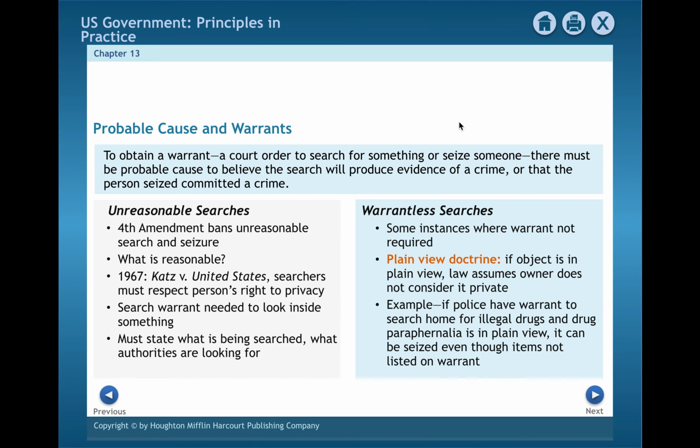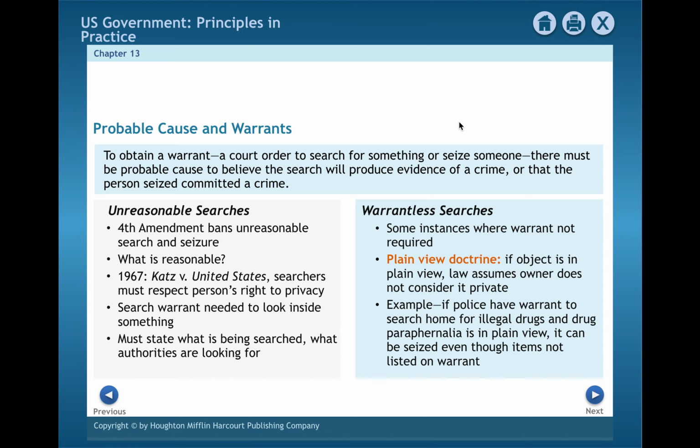What's really important to understand is the difference between an unreasonable search and a warrantless search, okay? This is really important to understand. The Fourth Amendment states that no warrant shall issue but upon probable cause. In order to obtain a warrant, which is a court order to search for something or to seize someone, like an arrest warrant, there must be probable cause, or good reason to believe that the search will produce evidence of a crime or that the person who is arrested did in fact commit the crime.